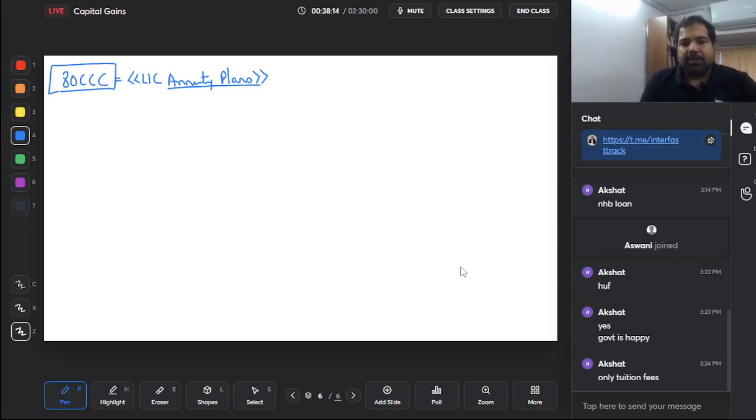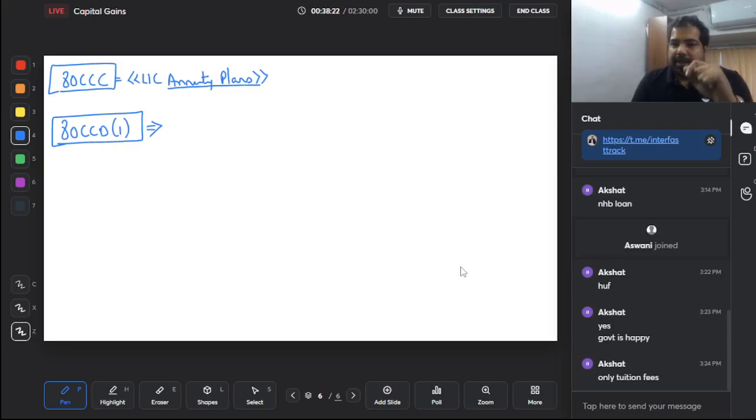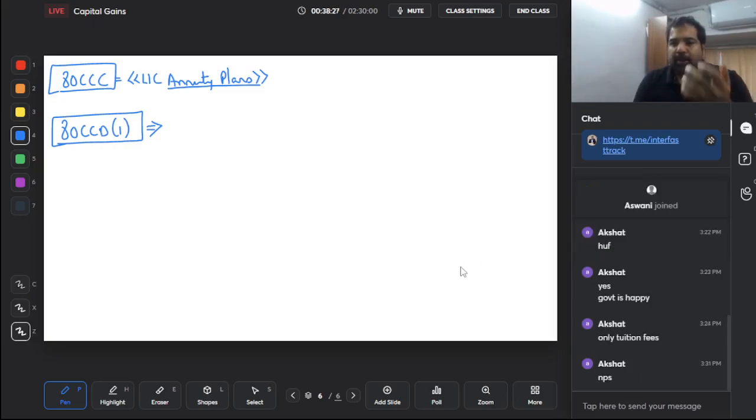And last guys is 80CCD1. Guys, this one, just like your provident fund account, just like your bank account, there is another account called the National Pension Scheme account. This account was started at CCD. That's a shortcut to remember this section, 80CCD.